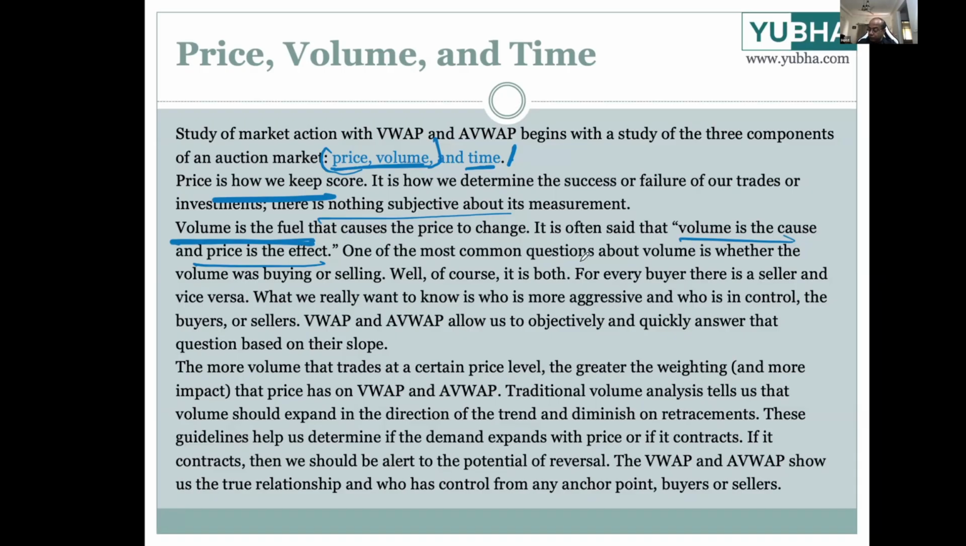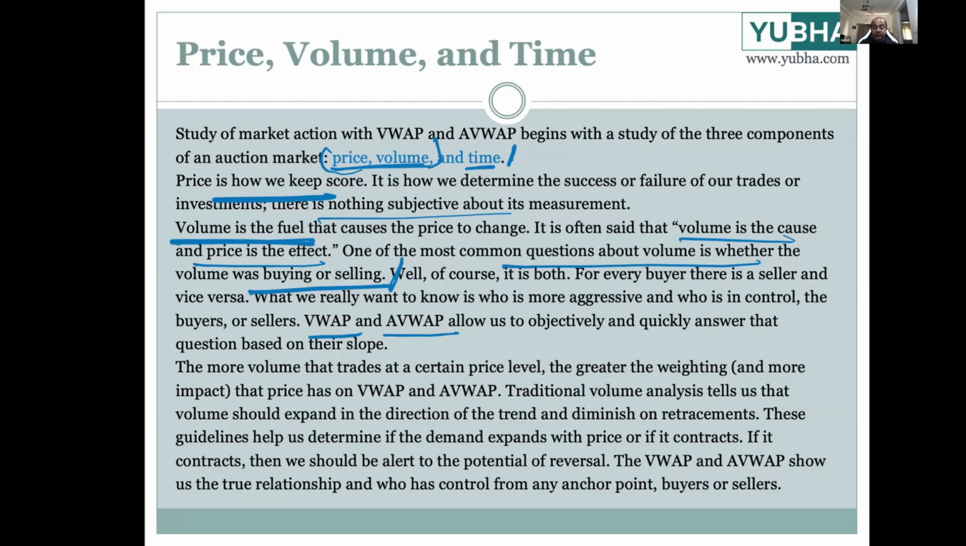Okay, so one of the most common questions that we see is whether there was buying volume or selling volume in the trades that we've taken. What actually happens, and people don't understand this, is that for every buyer you need to have a seller. So at each and every point there will be a buyer as well as a seller. So the key thing to figure out is who is in control. Whether the sellers are in control or the buyers are in control, and both VWAP as well as anchored VWAP are able to show us who is in control.